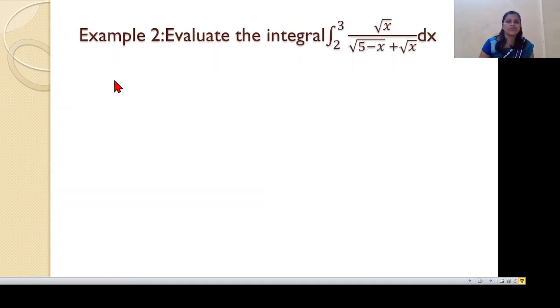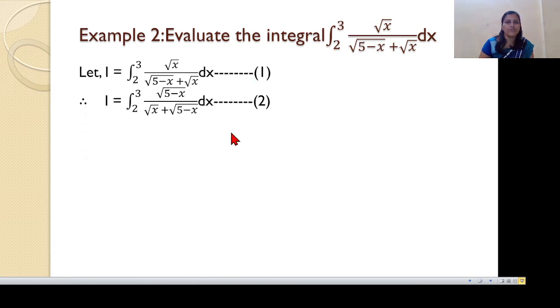Then we are going to see our example 2. In example 2, we are given the integral 2 to 3 root x divided by root 5 minus x plus root x dx. As usual, let I be equal to this term, and we call this equation number 1. So I is equal to integral 2 to 3 root of 5 minus x divided by root x plus root 5 minus x dx, and we call this equation 2.